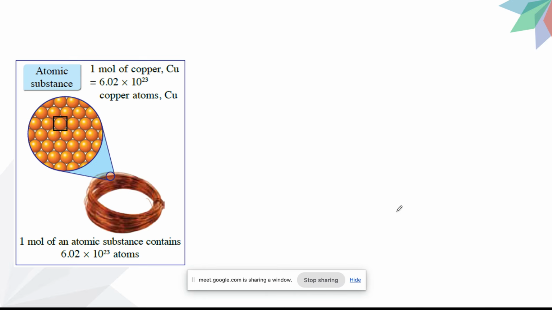Okay, so atomic substance. Let's take a look at the atoms in a substance. You know, an element is a substance that contains only one type of atom, because it's a pure substance. An element is a substance that contains one type of atoms only.